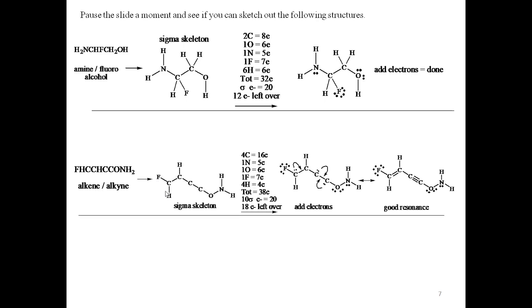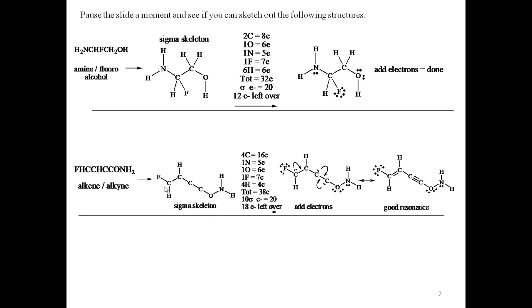Okay, so here's the F and the H on this carbon. Then this carbon has the H, and then this carbon is attached to a carbon and a carbon, and then an O, and then an N and two H's. So in fact, I kind of tricked myself on this one because these two carbons right here are actually a triple bond. But let's see if we can figure that out. We have 4 carbons, that's 16 electrons. I have 1 nitrogen, that's 5. 1 oxygen, that's 6. 1 fluorine, that's 7. 4 hydrogens, that's 4. That totals up to 38.